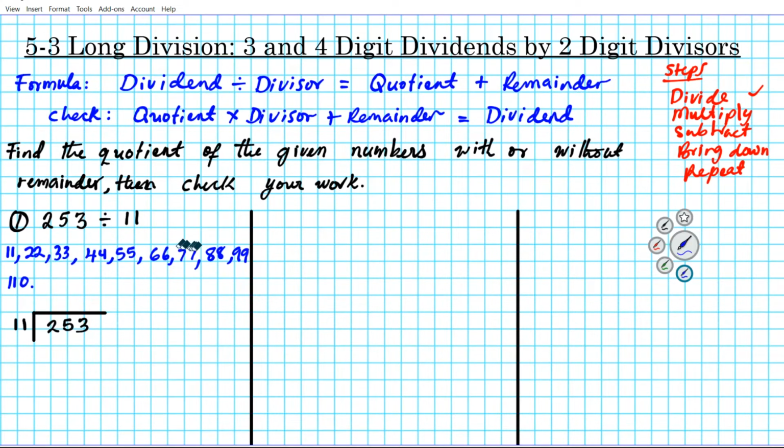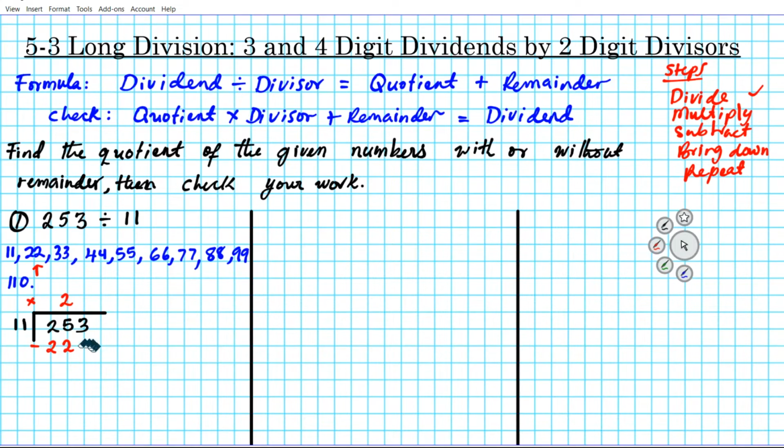If you look on this list, 25 is not there, basically telling us that 25 is not a multiple of 11, or 11 doesn't go into 25 evenly. All right, so the closest number that's smaller than 25 is 22. So we're going to divide 22 by 11, okay? 22 divided by 11 is 2. 2 times, so that's our divide, okay? Multiply 2 by 11, that gives us 22, and then we subtract.